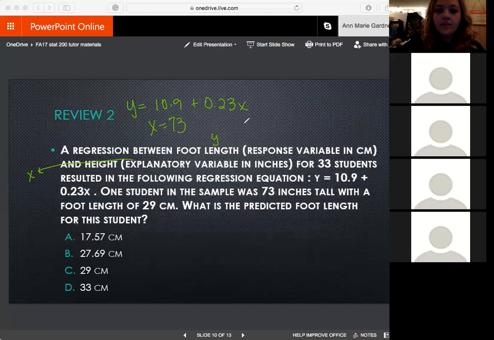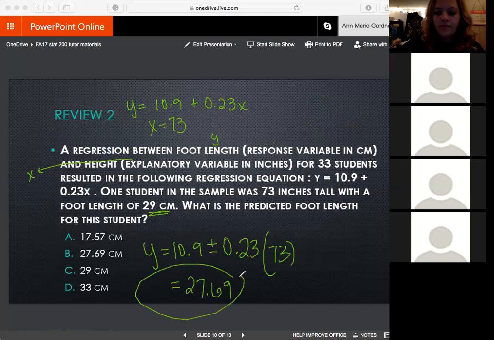And then our foot length, y, is what we're trying to find out. What is the predicted foot length for the student? What they actually had was 29, but we're trying to find the predicted foot length, so that's y again. If we plug this in, we get y equals 10.9, our intercept, plus our slope of 0.23 multiplied by our explanatory variable, 73 inches. If we do that, we end up getting about 27.69 as our final answer. So this is our predicted foot length of him.